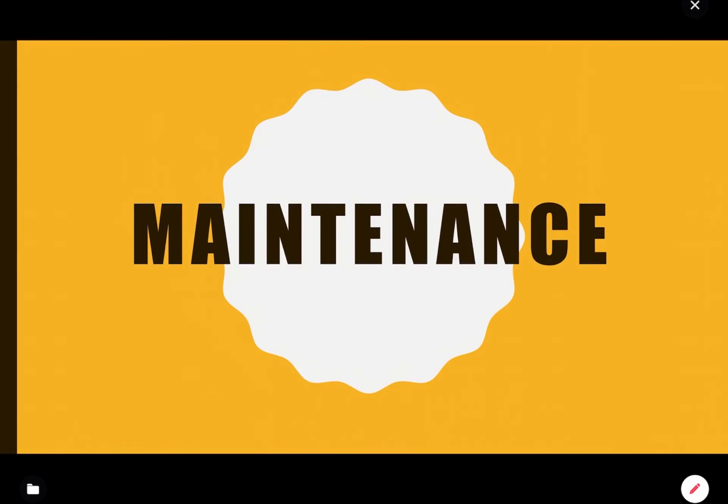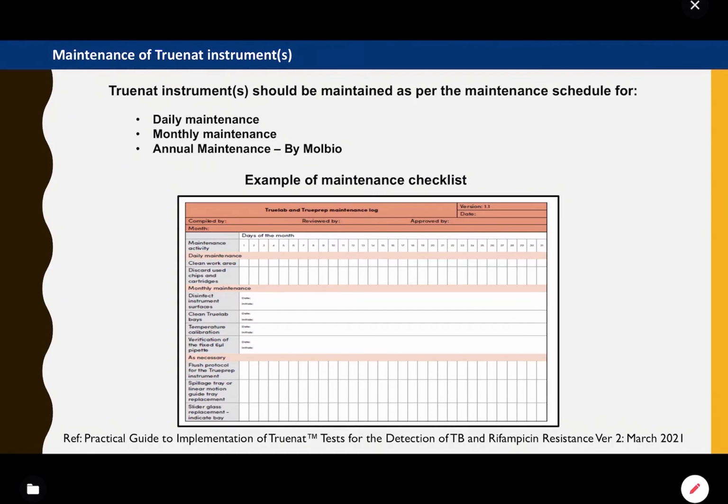Now coming to maintenance. Like our CBNAT, Truenat also has a different set of maintenance, and there is a maintenance schedule and a logbook which has to be maintained. This is broadly classified into daily maintenance, monthly maintenance and annual maintenance. Annual maintenance is usually done by the company, that is Malware.